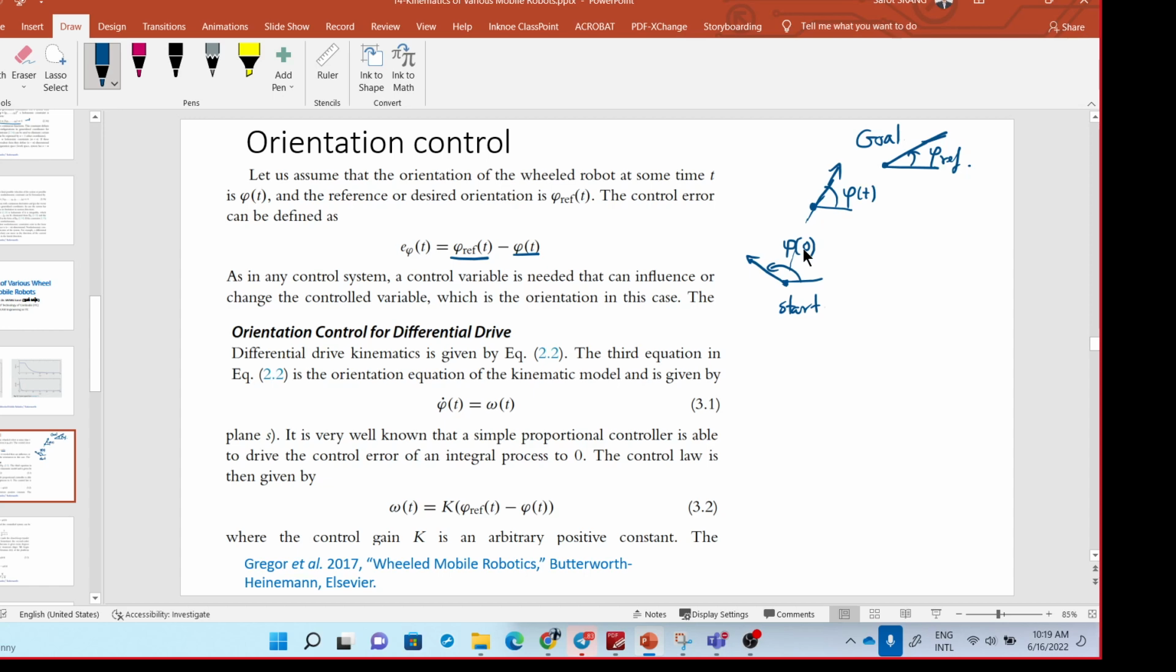This one is called phi of t, at instant time t. So we define the instantaneous error of orientation.